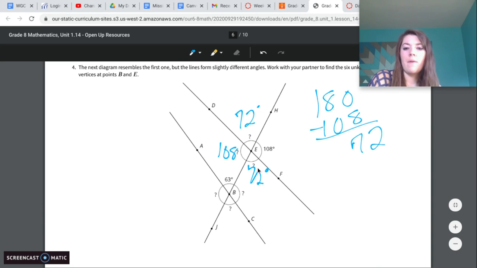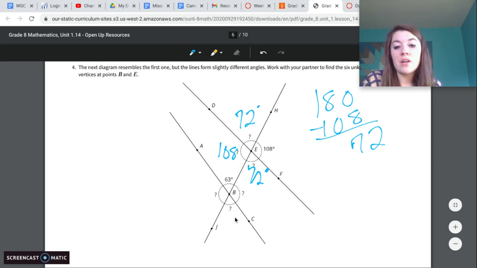Now, what do we notice? This is 72, but the alternate interior is 63. Now, we didn't do anything wrong. What do you notice about lines DF and AC? Are they parallel? They aren't. So alternate interior angles only works when the lines are parallel. They have to be, otherwise it's not true because the transversal is going to be cutting them at different angles.